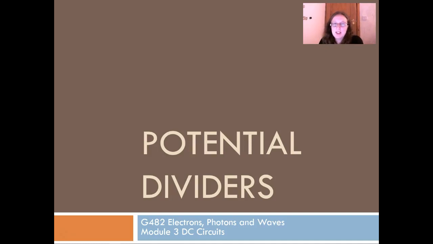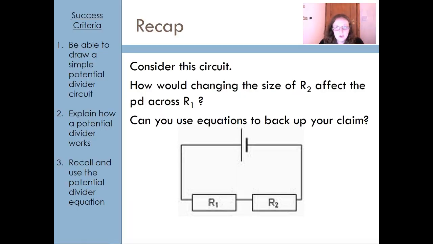Okay then, it's your last one with me for a little while, and it's as hard as electric circuits are gonna get. It is potential dividers. So before you really dive into this video, I want you to take a little moment to think for yourself. Have a look at the circuit and think, how would changing the size of resistor 2 affect the potential difference across resistor 1?